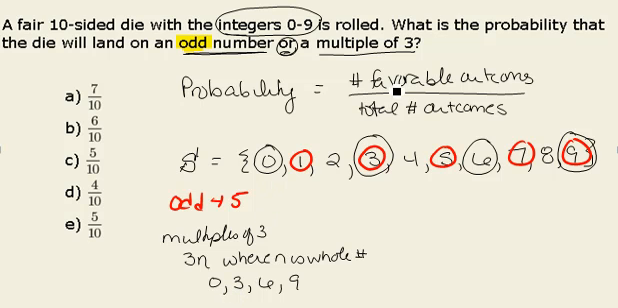To find our total number of favorable outcomes, we don't want to count the numbers that are both odd and multiples of 3 twice. Therefore, we will count each one once. Therefore, we have 1, 2, 3, 4, 5, 6, and 7 favorable outcomes. Therefore, our probability that it could be odd or a multiple of 3 is 7 over 10 total possible outcomes, giving us A as our answer.